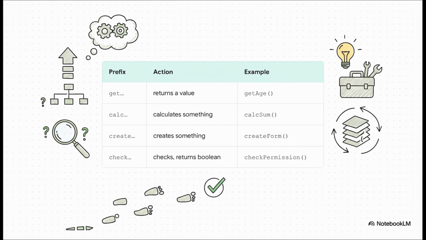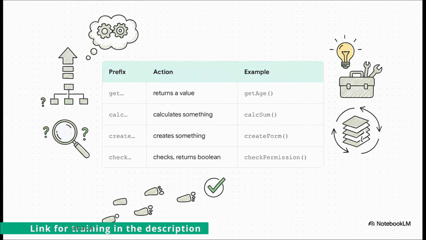It should tell you exactly what it does. And there are some common conventions that really help. If your function starts with get, you expect it to hand the value back. If it's check, you're probably getting a true or false. It makes your code almost read like plain English.